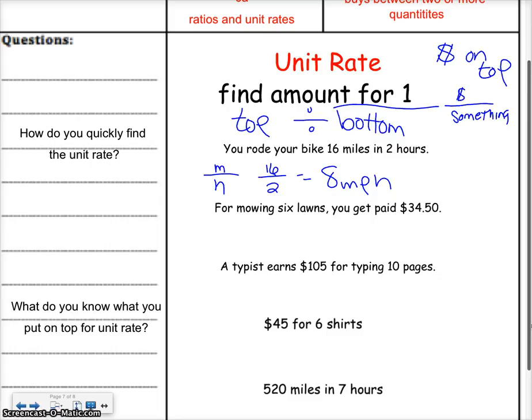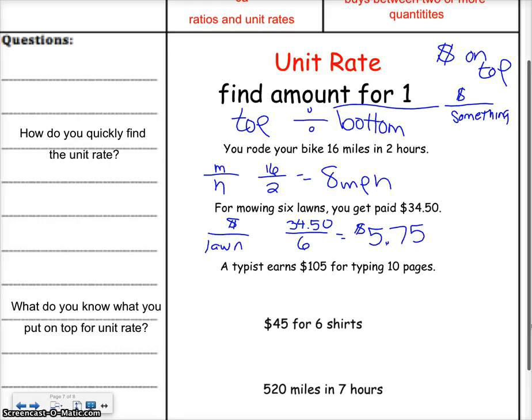Okay? If you mow 6 lawns, you got $34.50. I want to know how much did you get for 1 lawn. So you do dollar's always on top, money over lawn. So $34.50 over 6 is something, definitely a calculator unit. $34.50 divided by 6, you didn't get a very good deal. You only got $5.75 for each lawn you mowed.